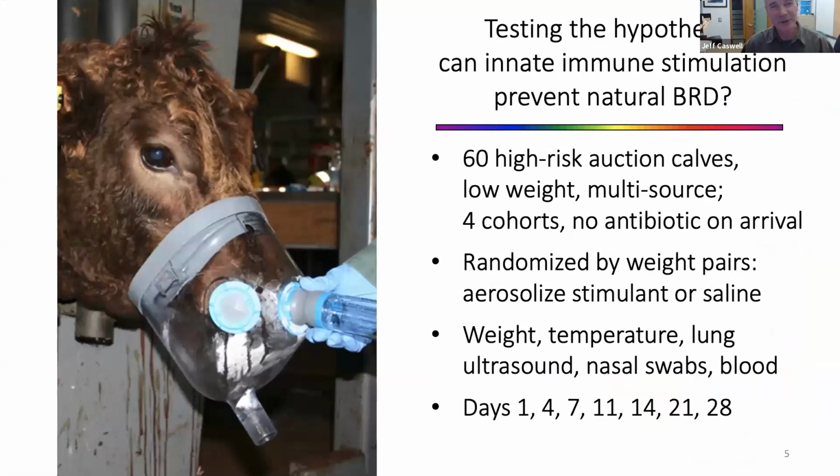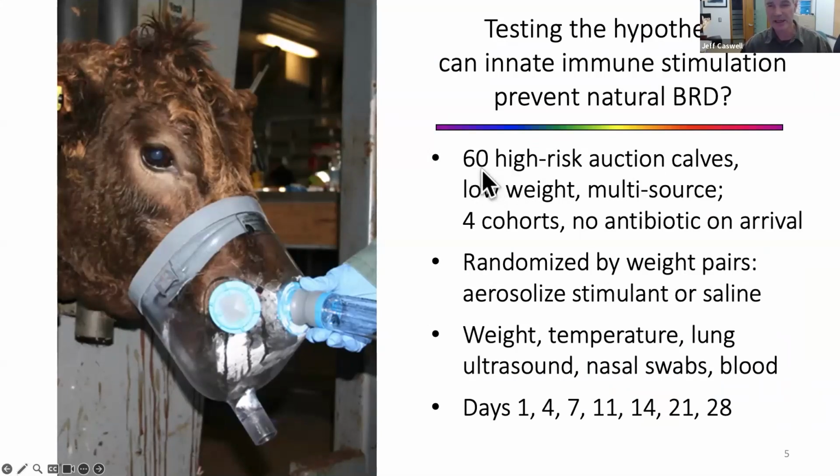But we ignored all of that. We were interested in this idea that if risk factors reduce innate immunity, and that is what results in predisposition to bovine respiratory disease, then all we would have to do, during that brief window of susceptibility when cattle come into feedlots, is boost that innate immune response and we would be able to prevent disease. So we went about that, and again, this was work done at Ontario Beef Research Centre.